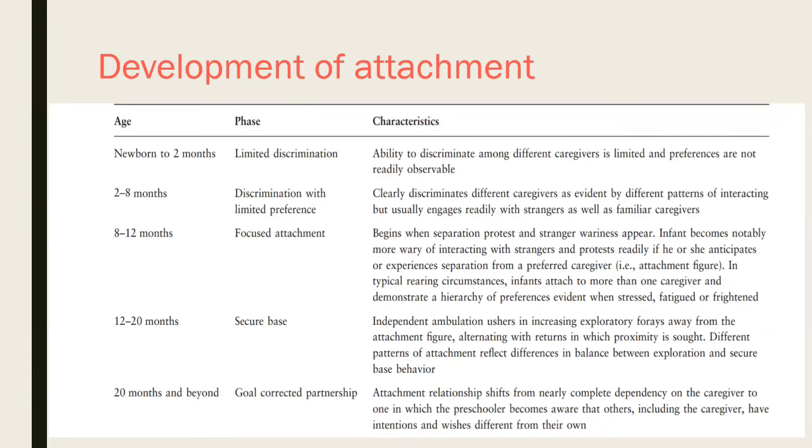20 months and beyond, that is goal-corrected partnership, that is, the attachment relationship shifts from nearly complete dependency on the caregiver to one in which the preschooler becomes aware that others, including the caregiver, have intentions and wishes different from their own.